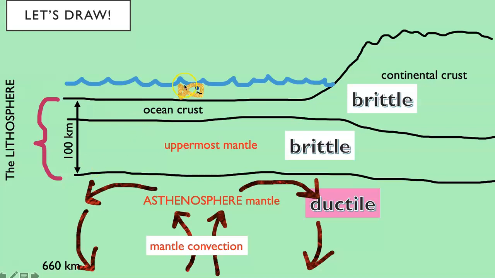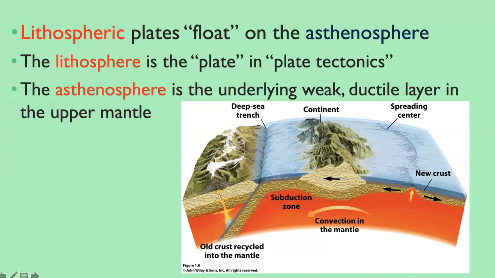So this is something that Wegener didn't understand. He didn't realize that ocean crust and continental crust might merge together and move together as one giant plate. So the lithospheric plates float essentially on the asthenosphere, and that's what's shown in this diagram. Again, I've just reproduced it.